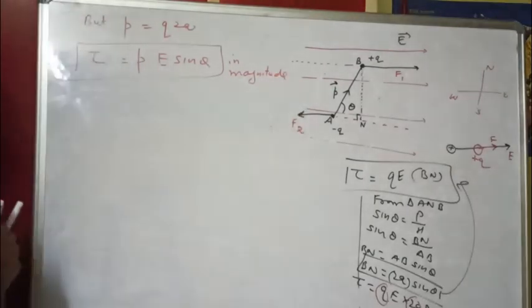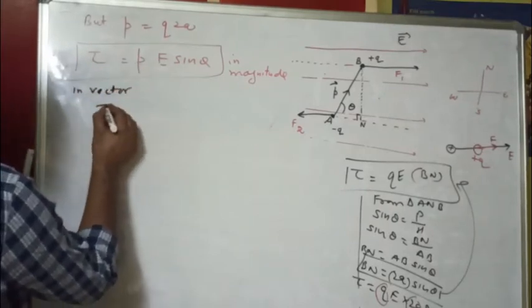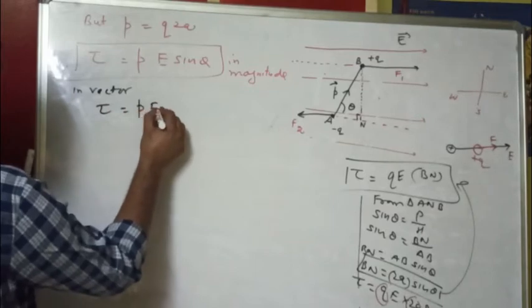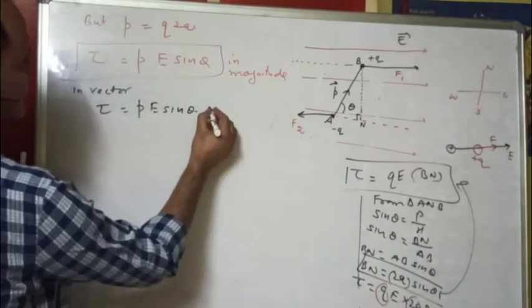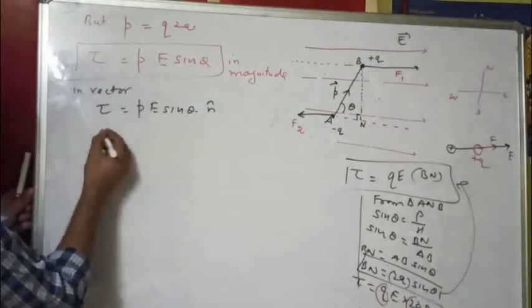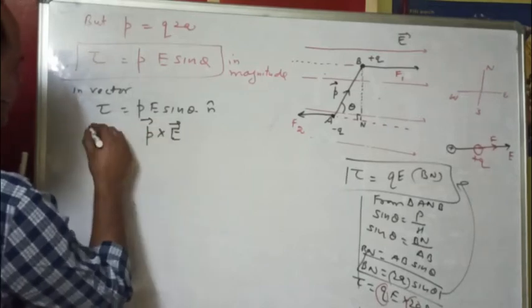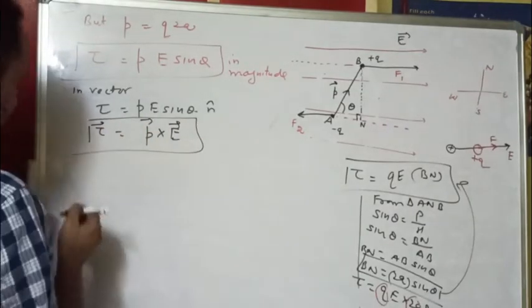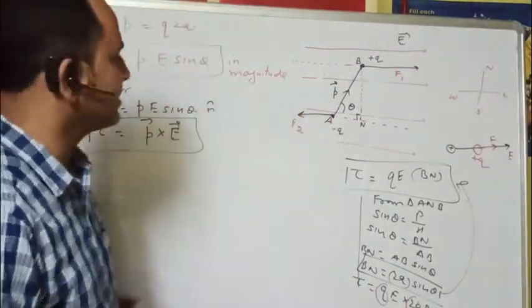But in the vector form, how will you write it? The torque vector will be PE sine theta, with the direction, suppose n cap. You can write it in this way, that is P vector cross E vector. Okay, so let us specify in which direction this torque is acting.